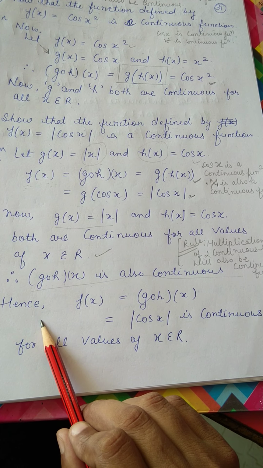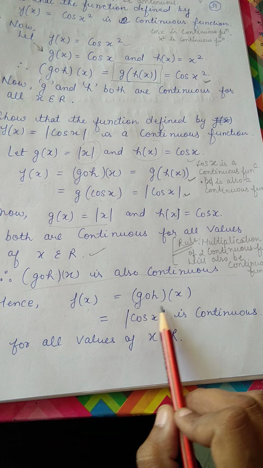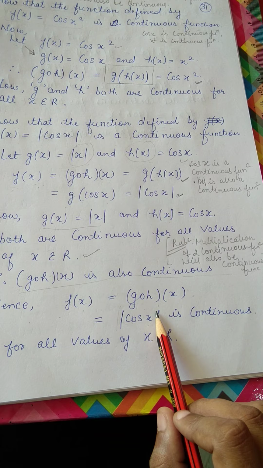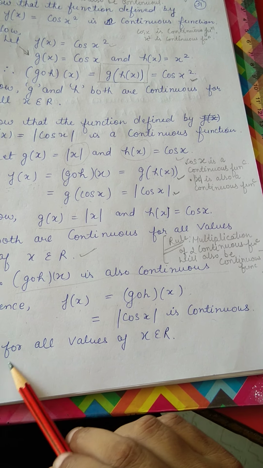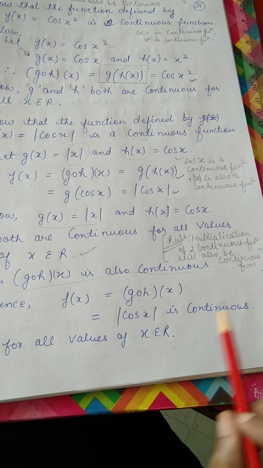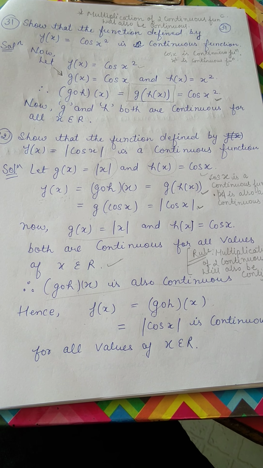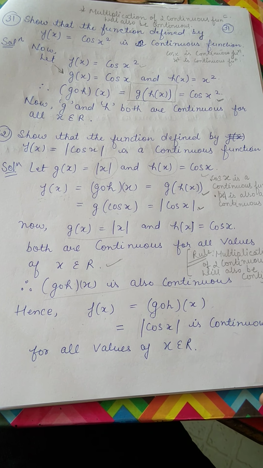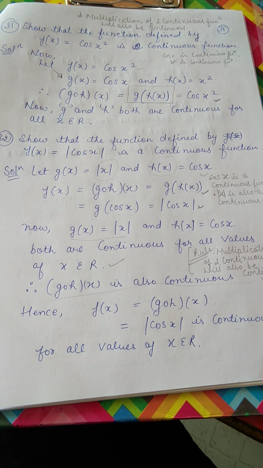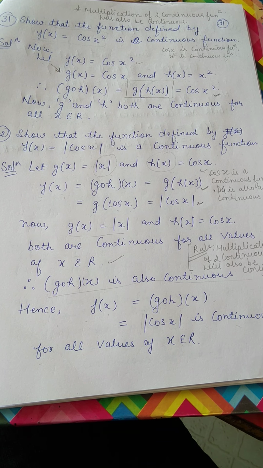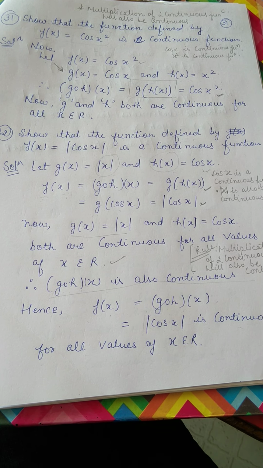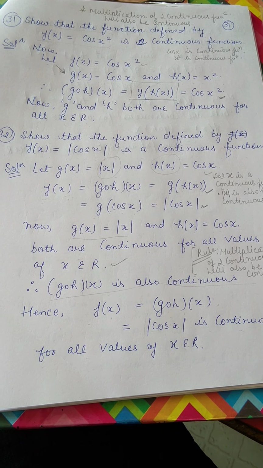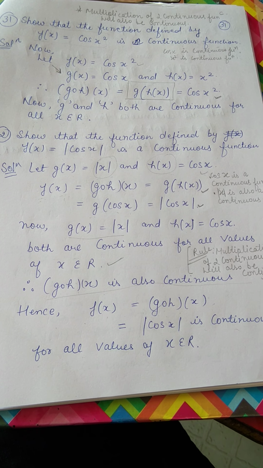However, we can write it down, f(x) is equal to g of h of x, and modulus of cos x is continuous for all values of x belonging to R. Clear, my dear students? Understood, बच्चे? Two different types of questions we have done today based on the algebra of continuous functions. What is the algebra of continuous functions, beta?